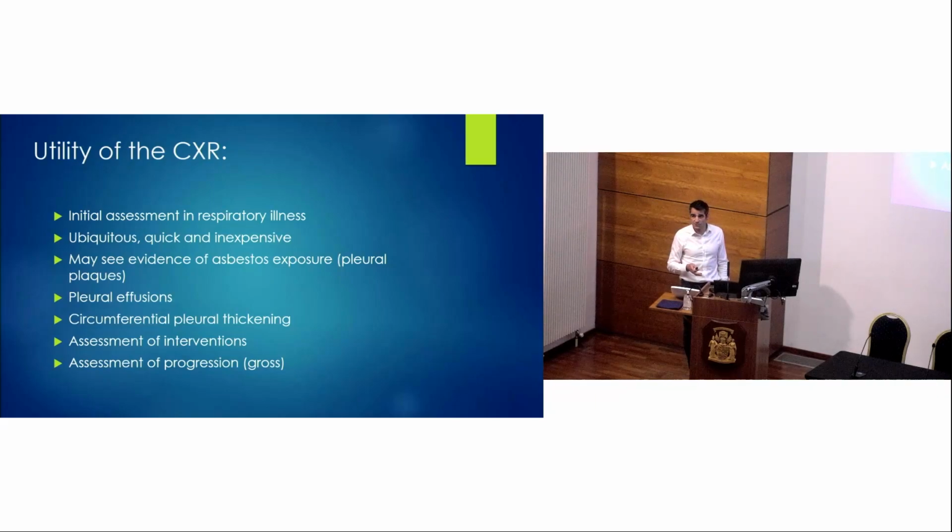It's often the initial assessment of respiratory illness. They're widely available. Every department, every unit, even GP practices have units where they can take x-rays. We might see evidence of asbestos exposure with plaques. We might see pleural effusions which need investigation. And in later cases, we might see circumferential pleural thickening. We can also use it to assess interventions like drainages. And sometimes if progression or regression is gross, we might be able to detect that in plain film.